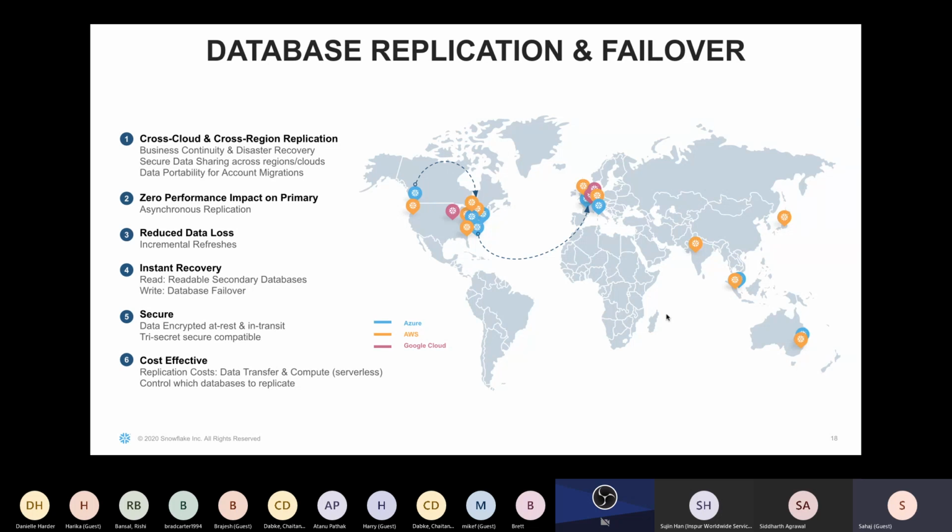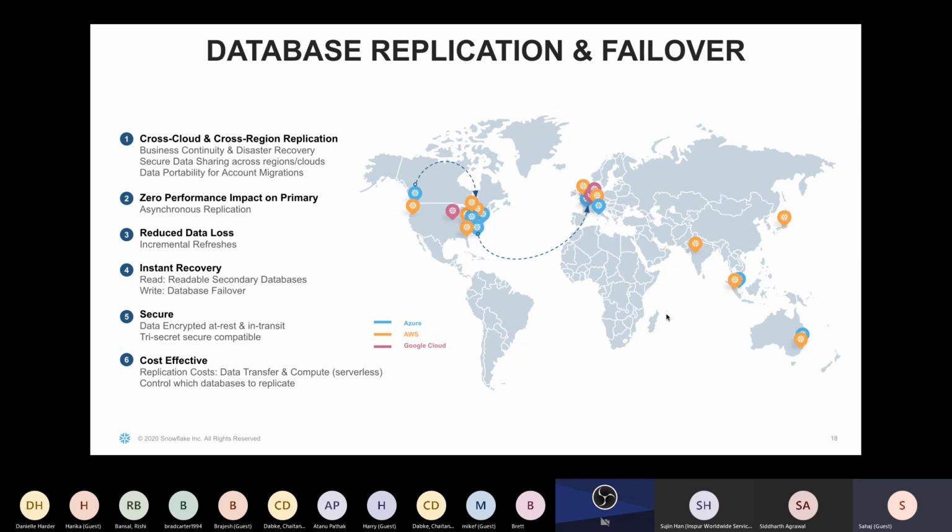Number 4, we offer instant recovery, which means in case there's an outage, you can immediately start querying your readable secondary replicas. They're always available to you, so there's no recovery time there. And in case you also want to failover your write workloads to the other region, you can do a database failover, which works in under a second to failover your database. And so it really offers instant recovery for read and write.